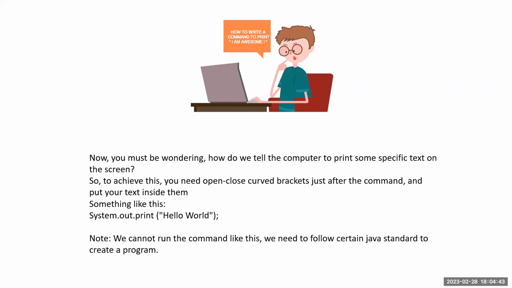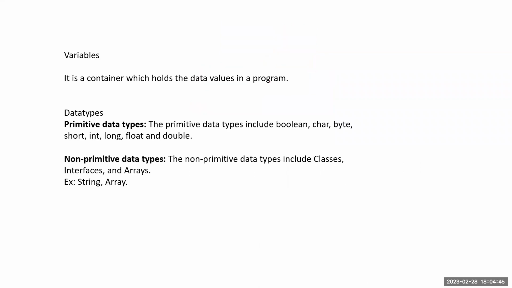So let's see the most important thing in Java and in any programming language. It is called variables. What is a variable? A variable is a kind of container which holds data values in a program.